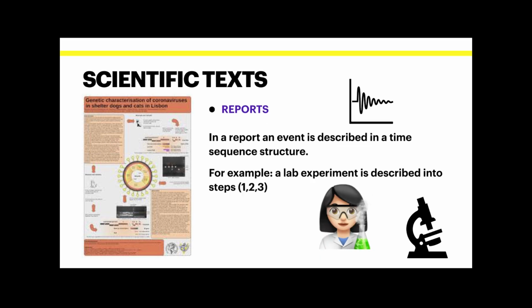The last kind of scientific text is the report. In this text, an event is described, but here it follows a time sequence structure. For example, the phases of a lab experiment, step by step. I mean, step 1, step 2, step 3, and so on.